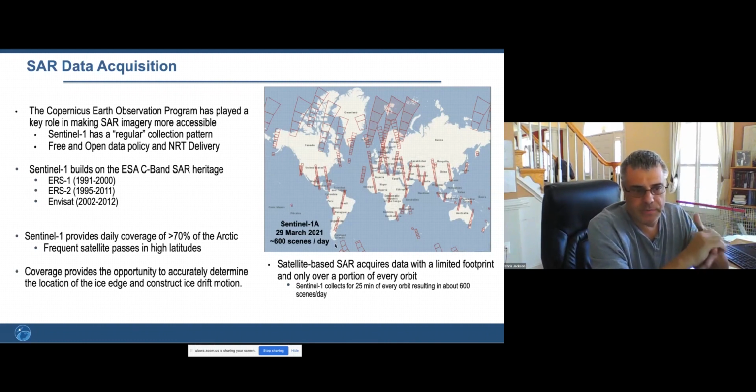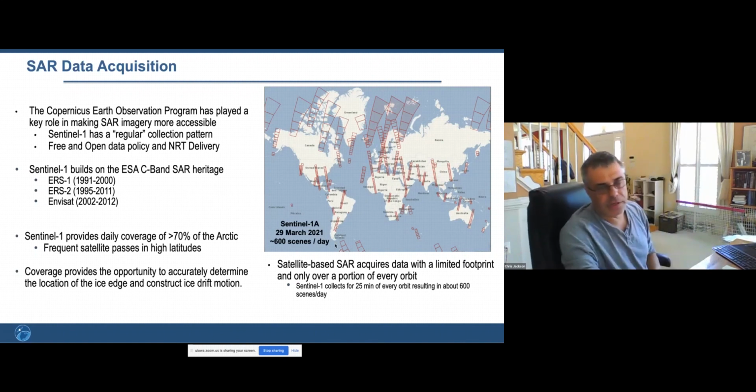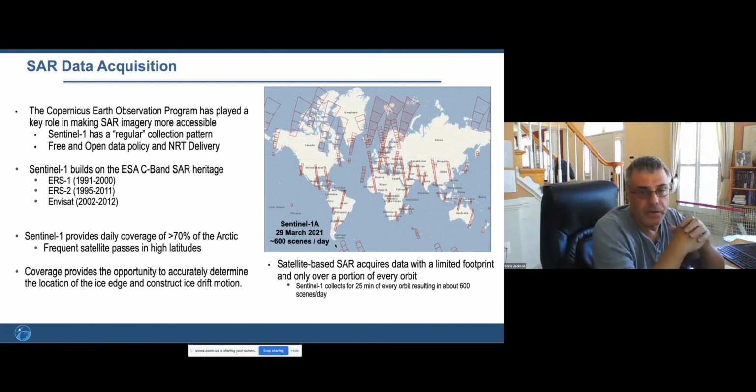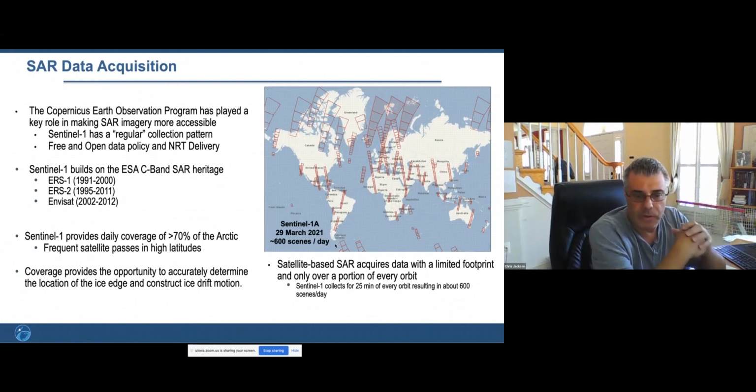These previous systems were more research oriented, and they didn't have these weather, meteorological type collection patterns which were taken on a regular basis. And then they turned around and they made the data free and open, and not only free and open, but they committed themselves to near real-time delivery of this data. So if you're looking to monitor on a daily basis, which is what my job is there at NOAA, this has been incredible.